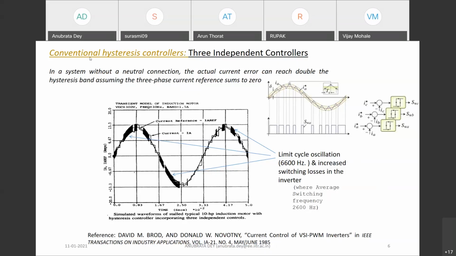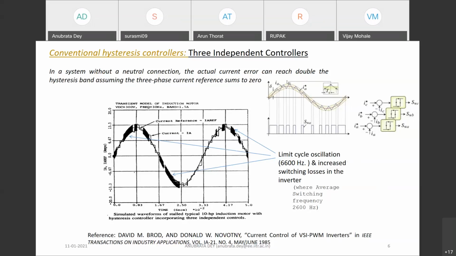So when you are dealing with this conventional hysteresis current controller, how wide a band you want to keep depends upon you, but you won't be able to maintain the current error within this band. The figure on the right-hand side shows a very ideal picture, but actually your current will shoot up and go outside of this band, at least 2 times the band. So you are not able to closely follow the reference all the time.